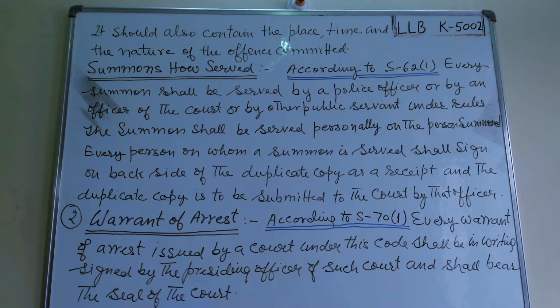Second, warrant of arrest. After summons, the second point is warrant of arrest. According to section 71, every warrant of arrest issued by a court under this code shall be in writing, signed by the presiding officer of such court, and shall bear the seal of the court. This is the language of the warrant issued by the court.